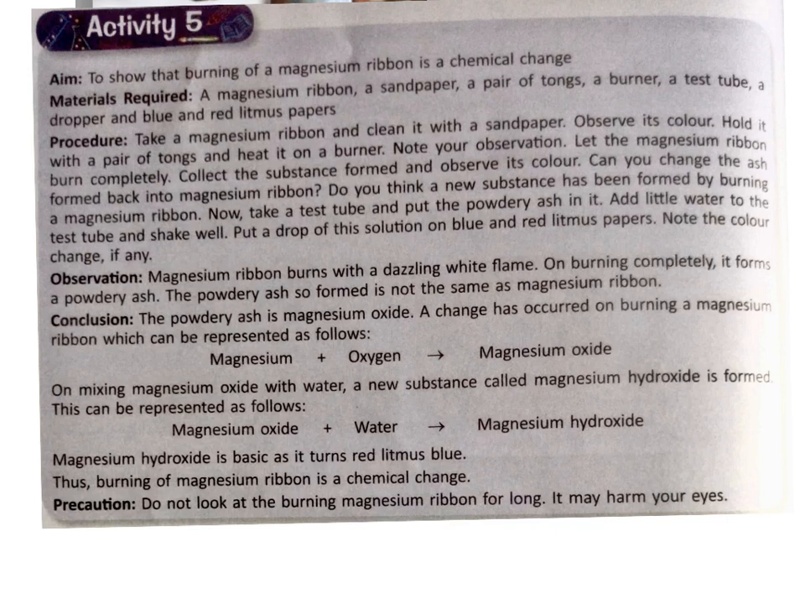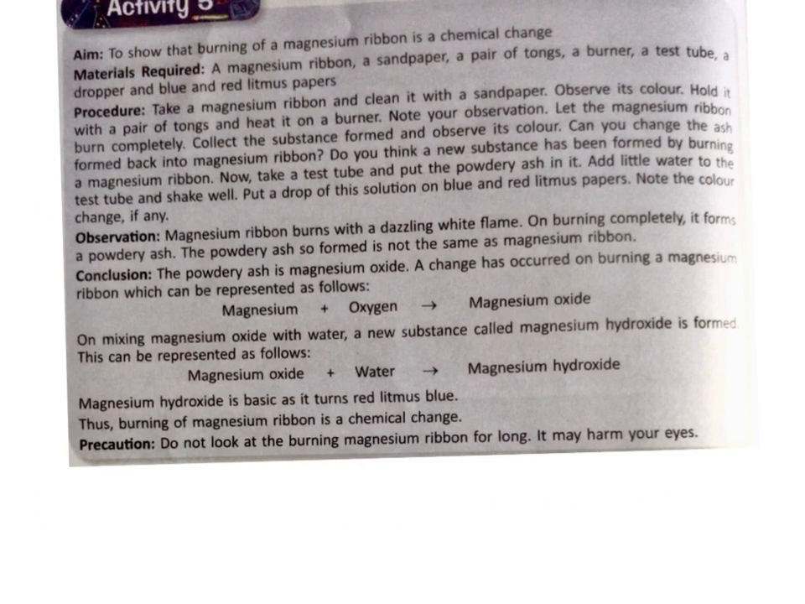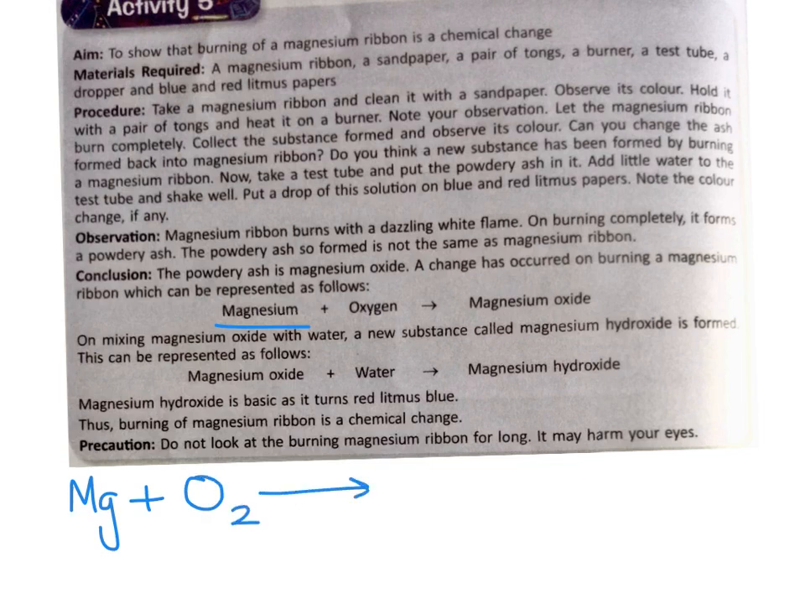So here what we are doing, we have taken magnesium ribbon whose formula is Mg. Burning it means we are reacting it with oxygen gas. As the reaction proceeds, you will get magnesium oxide. The formula of magnesium oxide is MgO. This is in the form of ash, which is a white powdered solid.